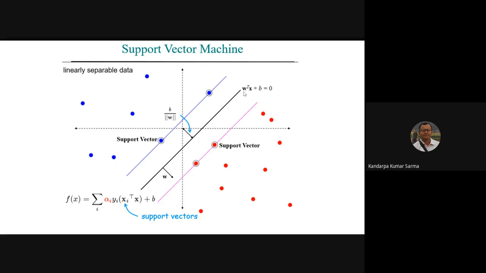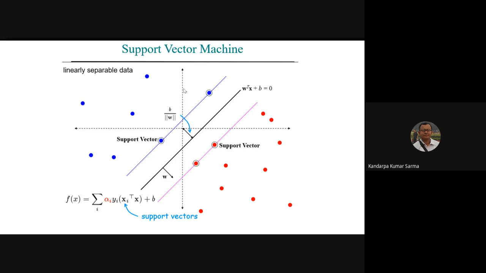That will be defined by W transpose x plus b is equal to 0. There shall be support vectors for the red region. There will be support vectors for the blue region, and all of them will be separated by a margin b by the norm of w.